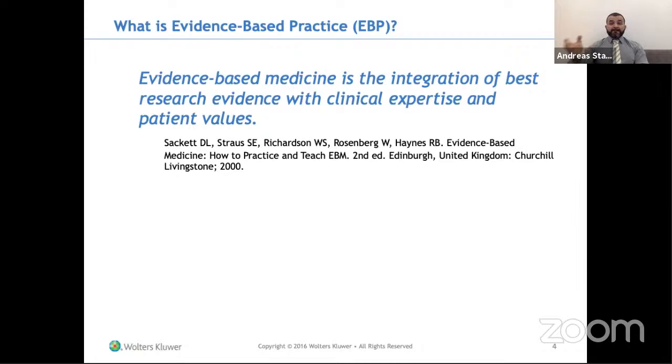And the third player is the patient. What is important for the specific patient? And by patient, as we'll see, we talk about the trainee, the client, however you want to call the person that needs our service, our advice, our care. So this is a very nice definition that, although it comes from medicine, is very similar for our field as well.